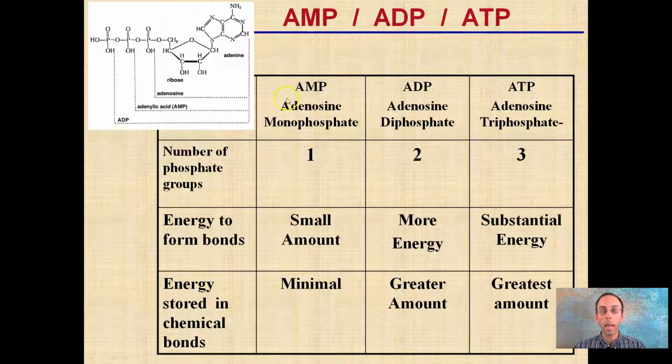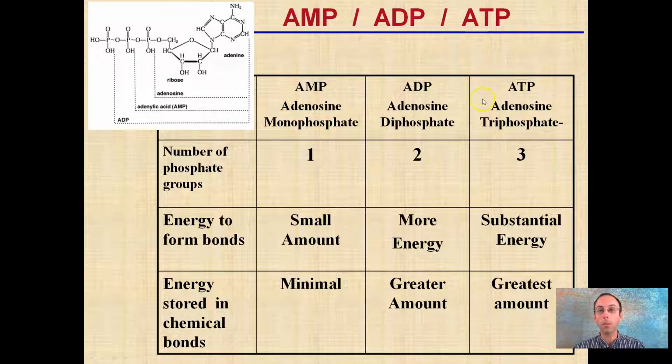How do all of these molecules differ? Well, AMP, adenosine monophosphate, has one phosphate group, and as a result, the energy from its bonds is a very small amount. The energy stored is minimal. This is the least energetic of the molecules. We then go up to adenosine diphosphate, where there are two phosphates. We have more energy, a greater amount of energy stored in those chemical bonds.